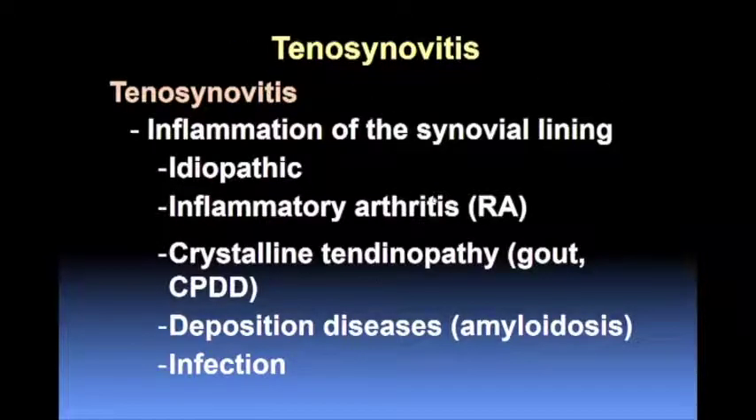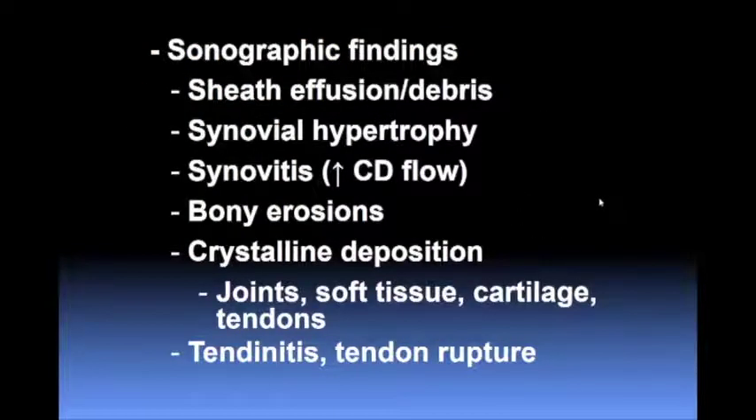Okay. Let's move on to tenosynovitis for a few minutes. Tenosynovitis is an inflammation of the synovial lining. Oftentimes it's idiopathic, but it may be due to inflammatory arthritis, such as rheumatoid arthritis, crystalline tendinopathy, gout, CPDD, and deposition diseases such as amyloid or infection, which is rare. And I've only seen one patient with an infected tenosynovitis, and that needs a hand consult right off the bat.